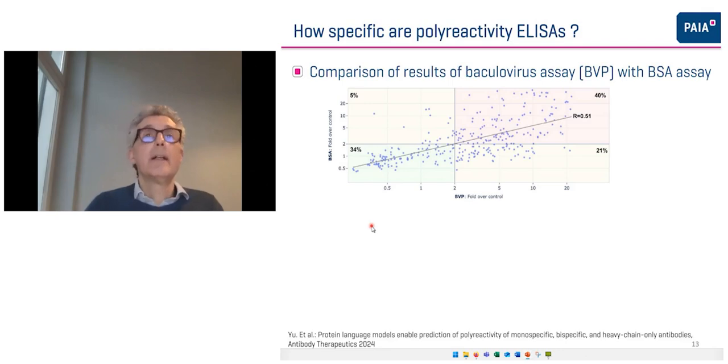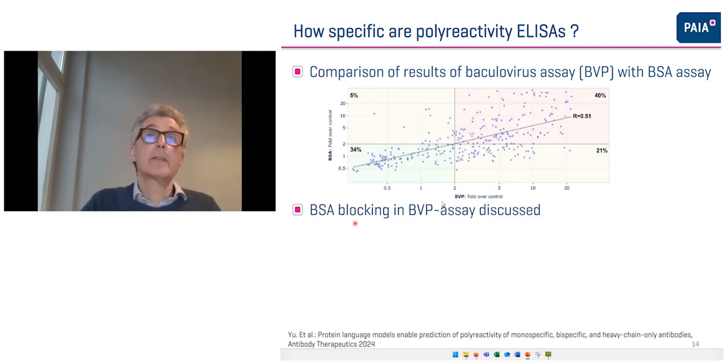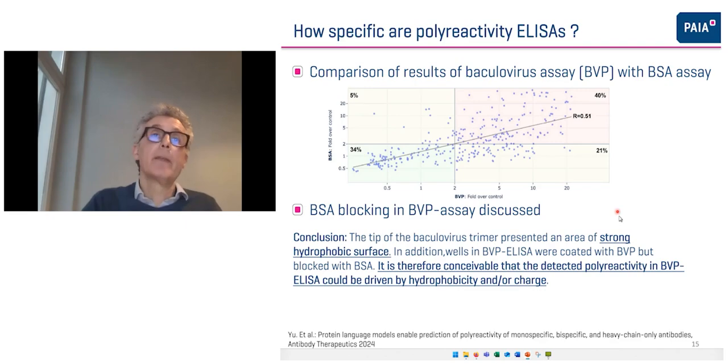What did they do? They looked at what is happening in a BVP, baculovirus assay, and they compared the results for the BVP assay with a BSA assay, and they got, for like 200 molecules, I think, this kind of scatter plot here, and wondered what is happening. And then they discussed this assay in more detail, and especially the BSA blocking that they use in the BVP assay, and came to the conclusion that what you get in those assays really is a mix of interactions.